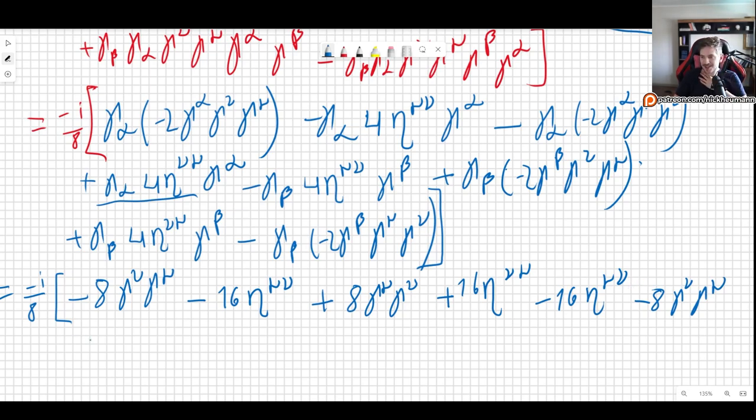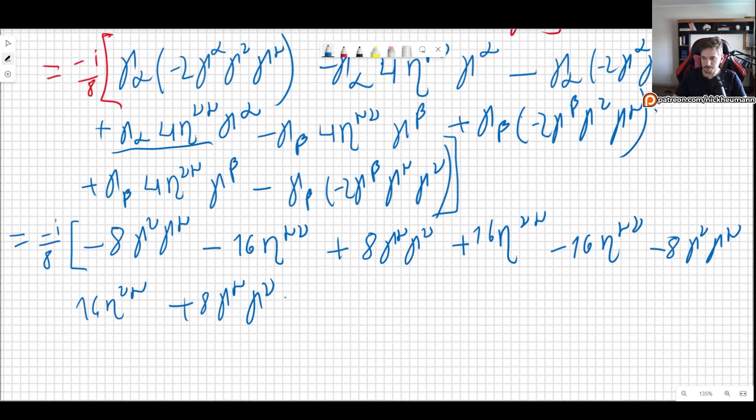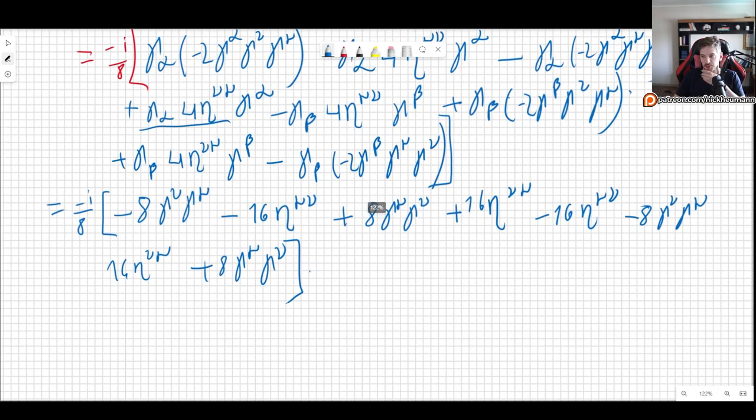Okay. Then, let's see, wait, 1, 2, 3, 4, 5, 6. So only one line remaining. Then we have gamma beta, so that's 4. So 16 eta nu mu minus, or rather plus, 8 gamma mu, gamma nu. Jesus. Okay, I hope I did this correctly. Otherwise, it would be really, really, really sad.